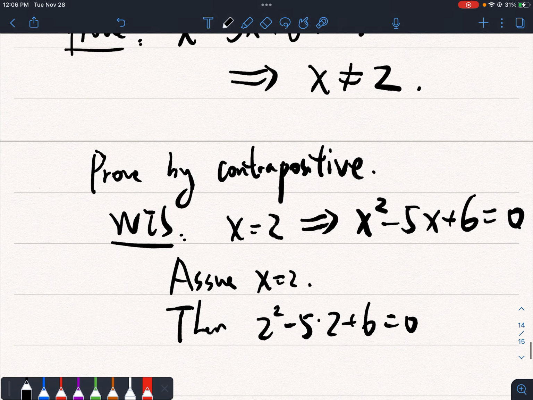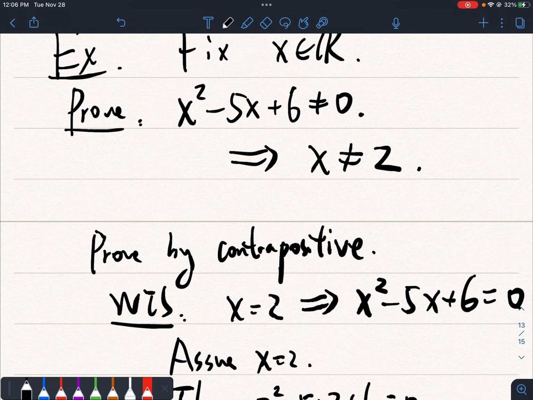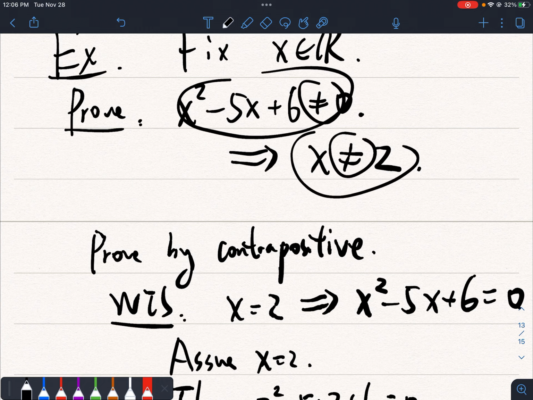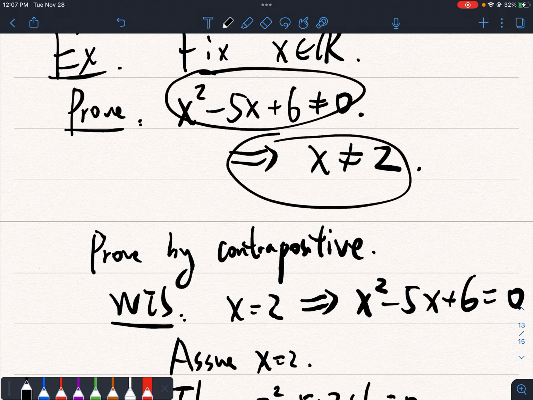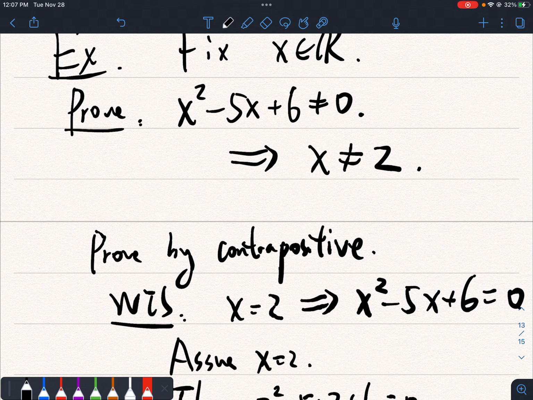If you don't use proof by contrapositive, then this will be harder or more complicated. But if you use contrapositive, it becomes trivial. So whenever you see something like not something implies not something, you always think about the proof by contrapositive.